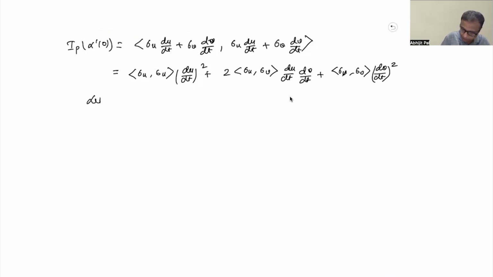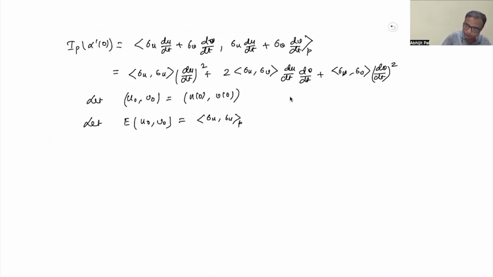Let us take u naught, v naught equal to u(0), v(0), and let E(u0, v0) be equal to the inner product of sigma_u with sigma_u evaluated at the point P. So all these inner products above are at the point P.